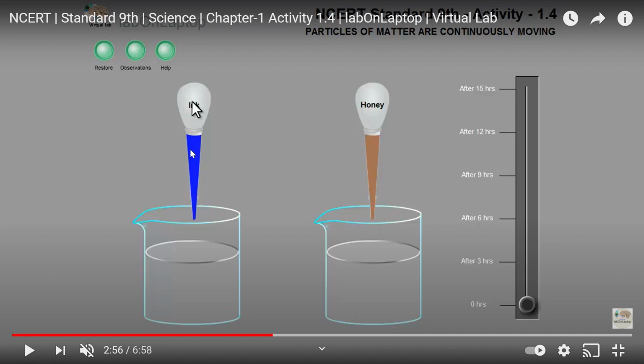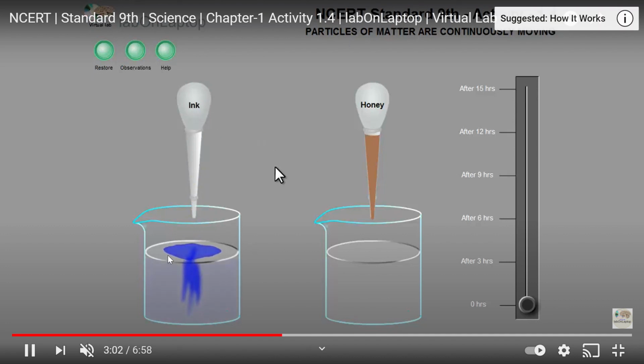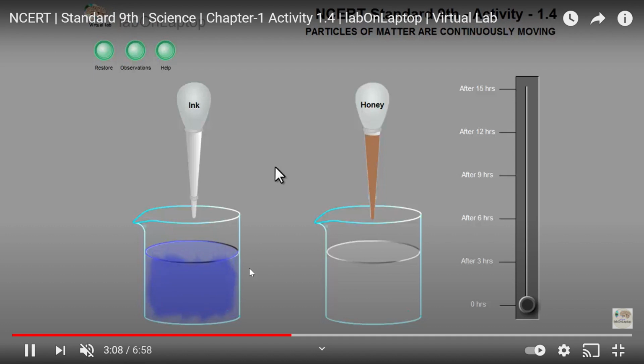Now what will happen when we press this dropper? The ink will fall into the first beaker and honey will fall into the second beaker when we press this dropper. So let's see what will happen. You see, as soon as we press, the ink falls down in the first beaker and it starts spreading out, and within minutes the whole of the water will be blue.